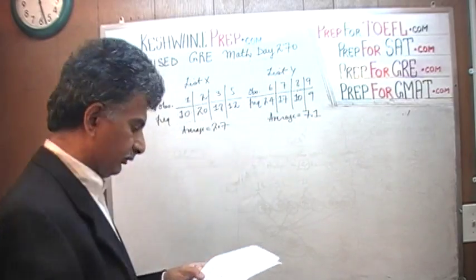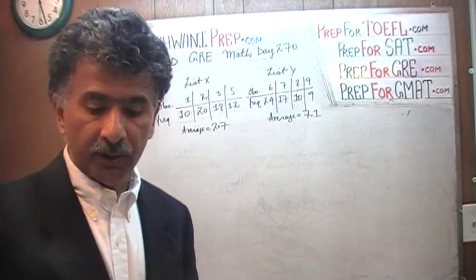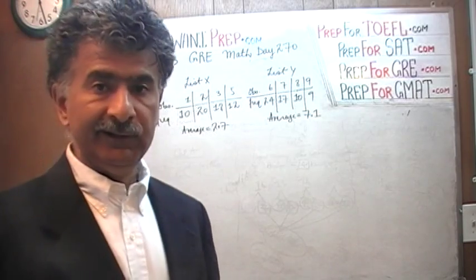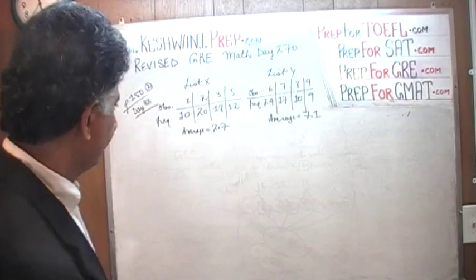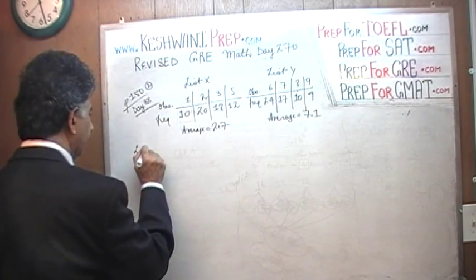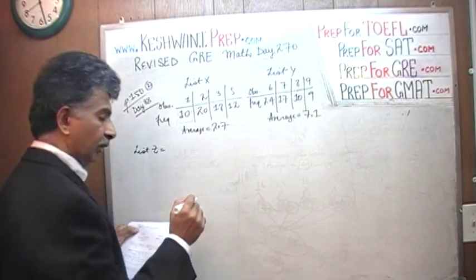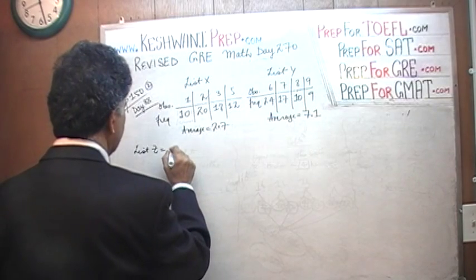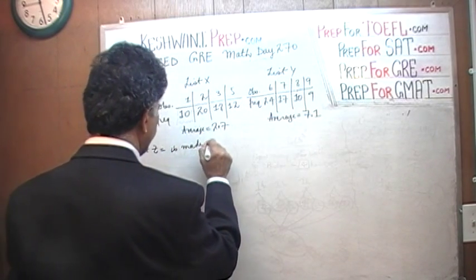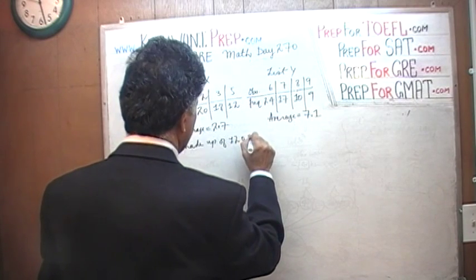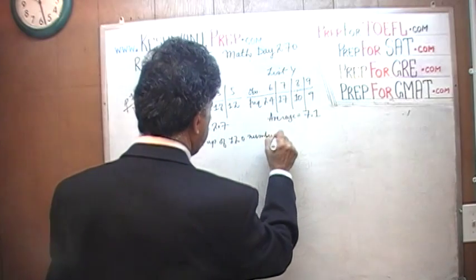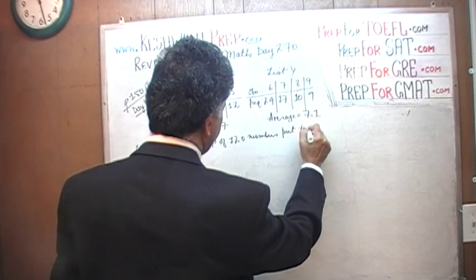And the question is very straightforward. We're going to put them together and call that list Z. So Z will contain 120 numbers. We're going to make a list Z, which is simply the two lists compiled together, made up of 120 numbers put together.